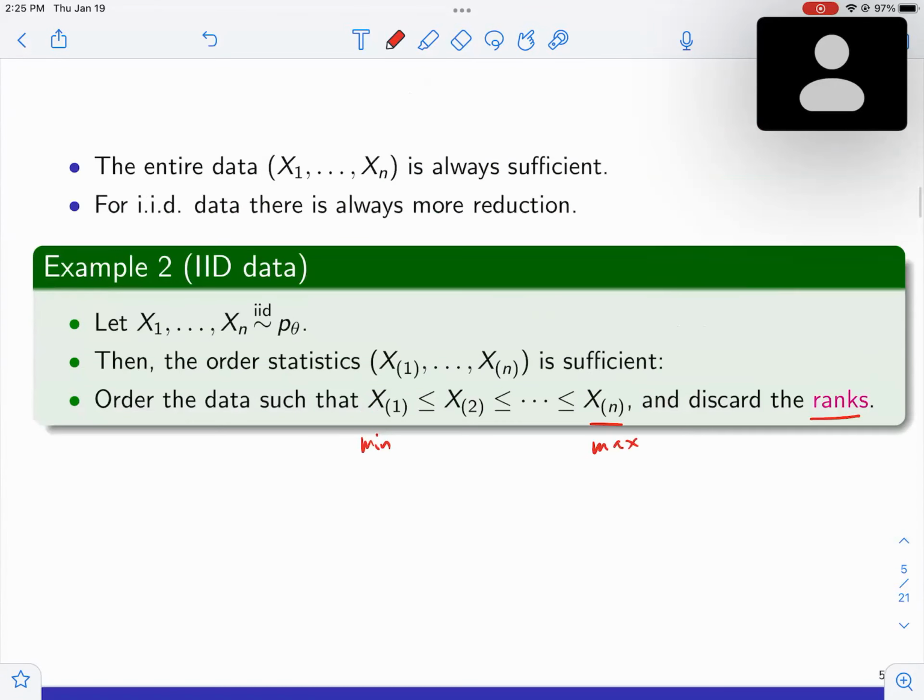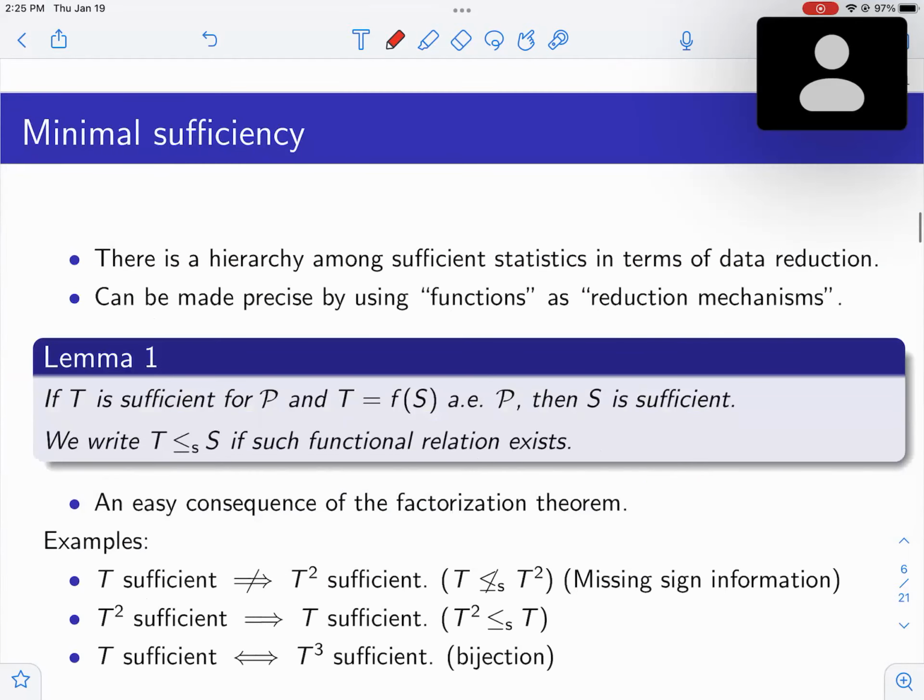Okay, so now, given this information, there's a natural question: is there a smallest sufficient statistic? That's the natural direction of this line of inquiry. And it turns out there is a hierarchy among sufficient statistics. Intuitively, we can see, for example, the order statistic has less information than the original data, and the maximum has less information than the entire order statistic. But we have to formalize what it means to have more information or less.